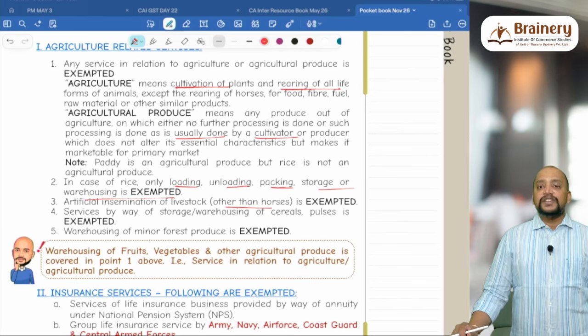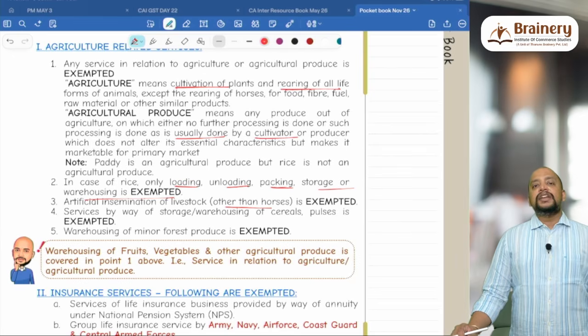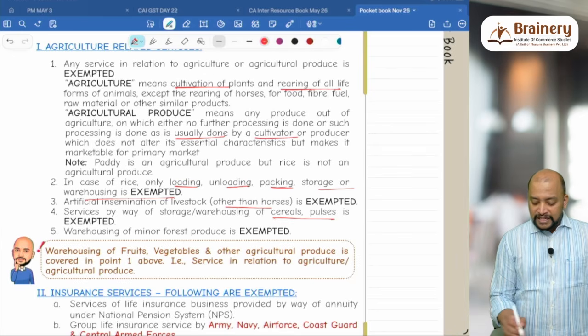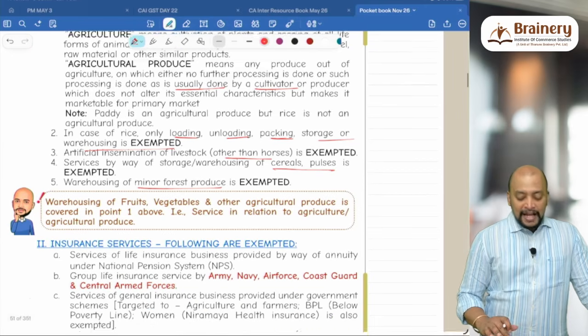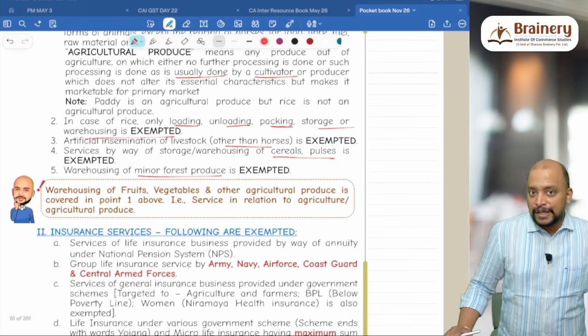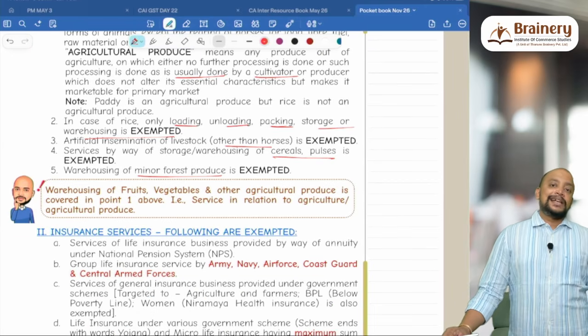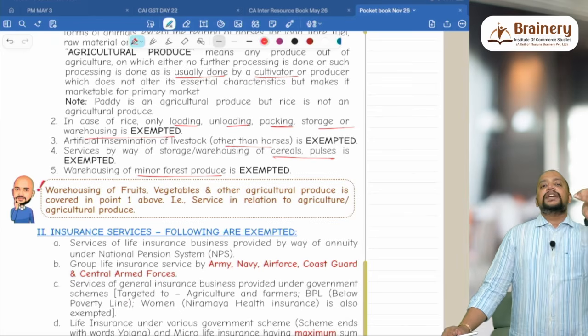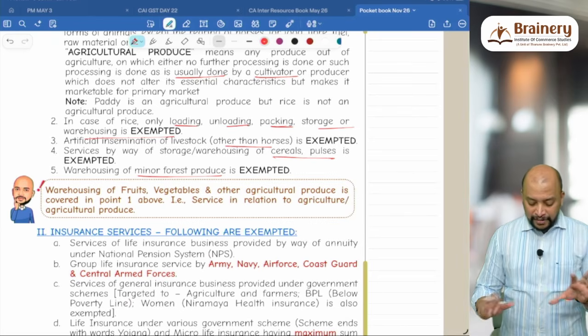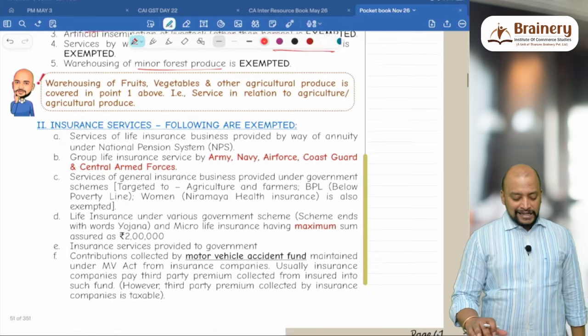Then the 5th point, service by way of storage or warehousing of cereals, pulses and even minor forest produce. Cereals, pulses and minor forest produce are not agricultural produce, but their storage will be exempted. And what about the warehousing of fruits and vegetables? Fruits, vegetables and other agricultural produce are covered by any service in relation to agricultural produce, which is already covered in the first point, and therefore it is exempted. So this is about agriculture related services.